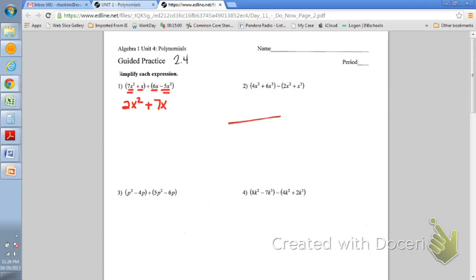In problem number 2, is a subtraction. Remember, when you have a subtraction problem, you should rewrite the subtraction part because that negative distributes. So it should change all your signs. Negative 2x squared minus x to the third.